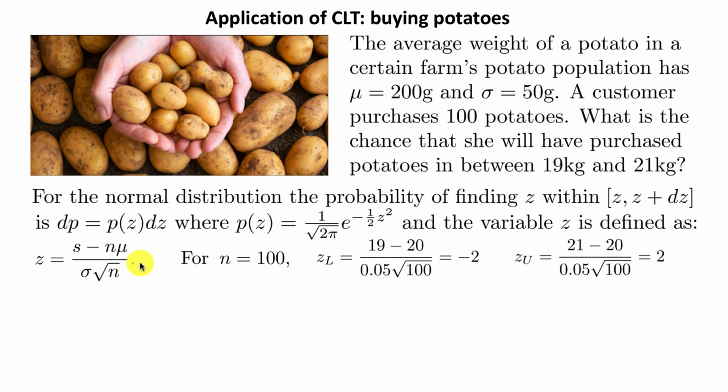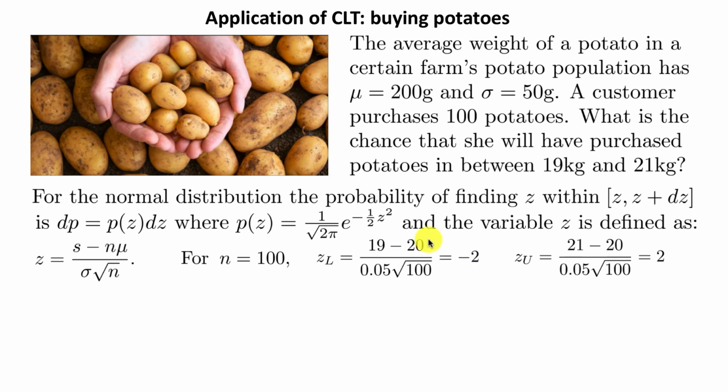And now let's see. For n equal to 100, the smallest value of z will be, this s will take the value 19 kilograms, and we have to subtract from this 100 into mu. 100 into 200 grams is 20 kilograms, and so the lower value of z will be 19 minus 20 divided by the standard deviation, which is 50 grams, and then there's a square root of 100. That works out to minus 2.